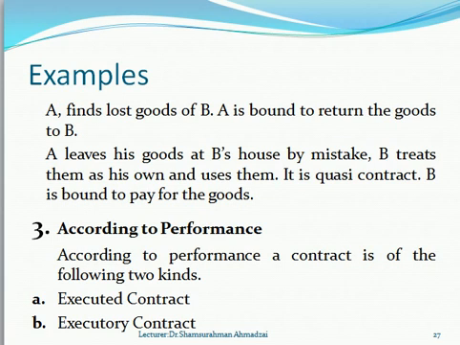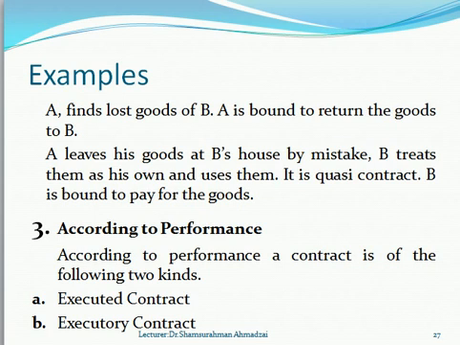A leaves his goods at B's house by mistake. A جنسی خود را در خانه B بغلطی میمانه. B treats them as his own and uses them. B فکر میکنه که از ما هستن و از او استفاده میکنه. It is Qiyasi contract. B is bound to pay for the goods. B مکلف هستن که پس پرداخت بکنه به A، جبرانش بده، تاوانش بده.